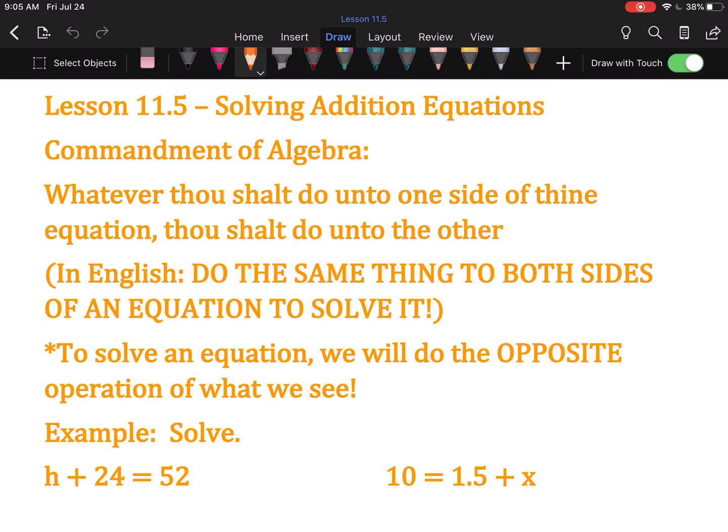To solve an equation, we do the opposite operation of what we see. So when I see addition, I'm going to subtract. When I see subtraction, I'm going to add. When I see multiplication, I will divide. And if I see division, I will multiply.